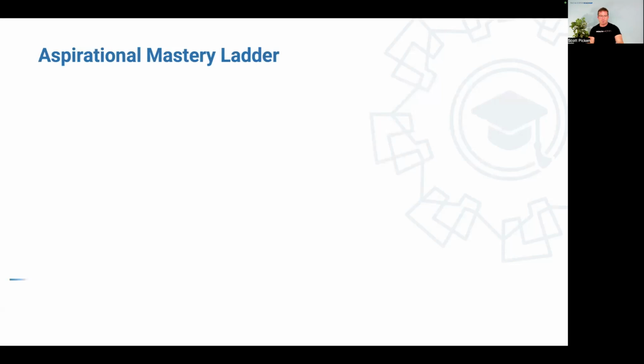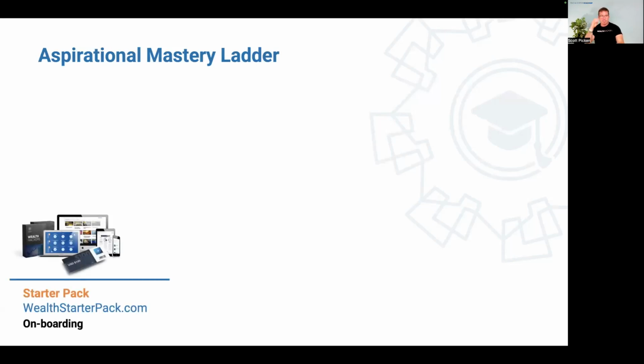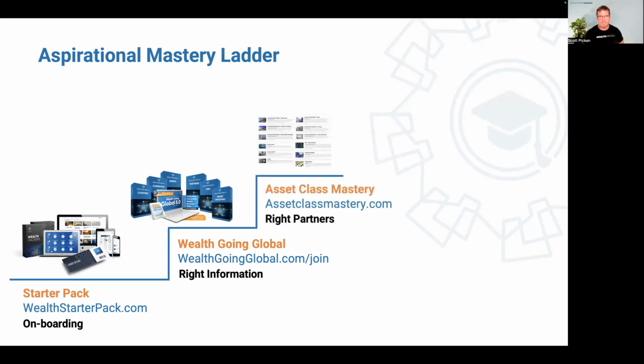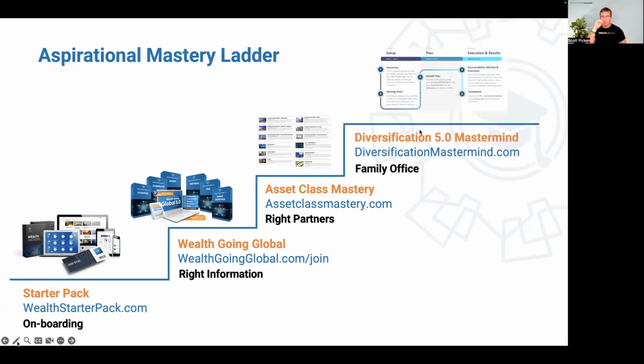So if you look at our aspirational mastery ladder, we've got our starter pack. It is literally the way to get going. The next one up, we've got Wealth Going Global, which is our home study 6-module course. Then we've got Asset Mastery. We haven't even spoken about that tonight, but I'm just telling you it's there. So if you want to get started, you've got the starter pack. Then Wealth Going Global is all about the right information. Asset Mastery is all about access to the right partners. And then the mastermind is at the top of our value ladder, and it includes our family office.